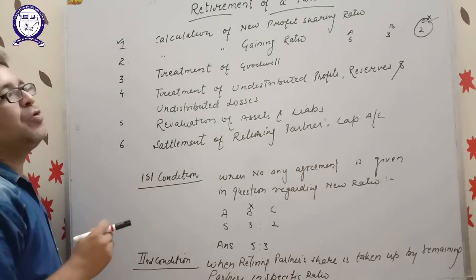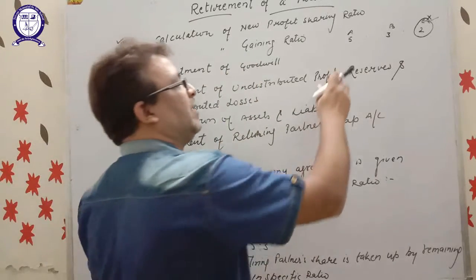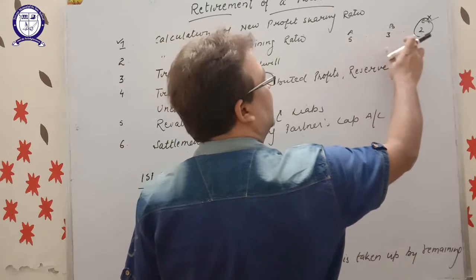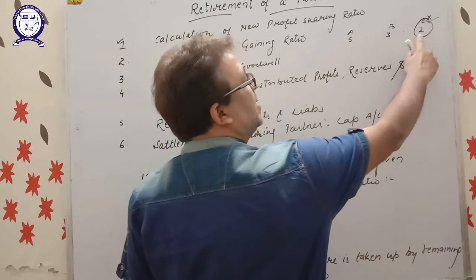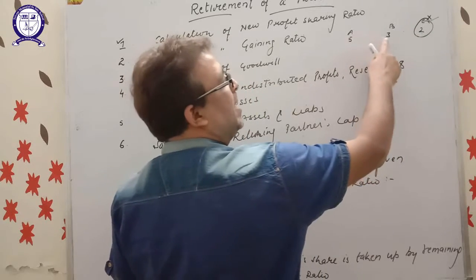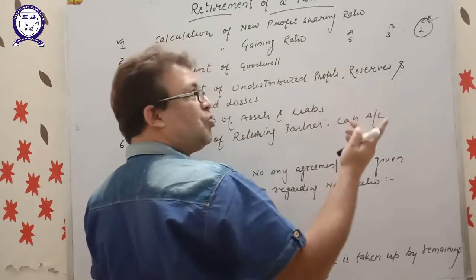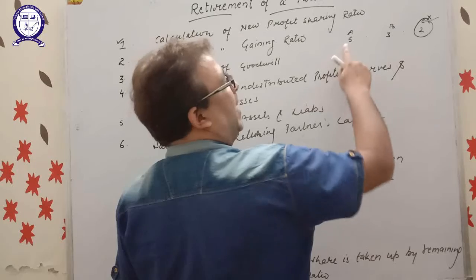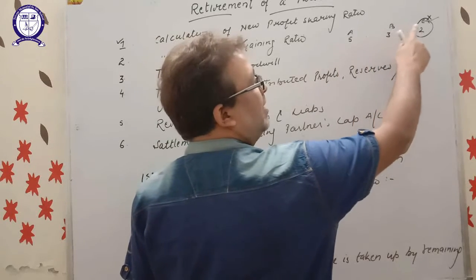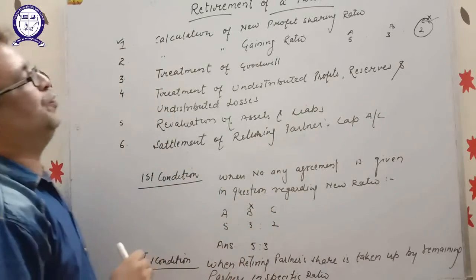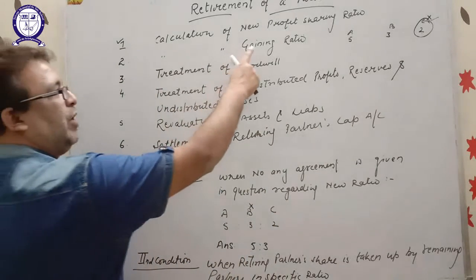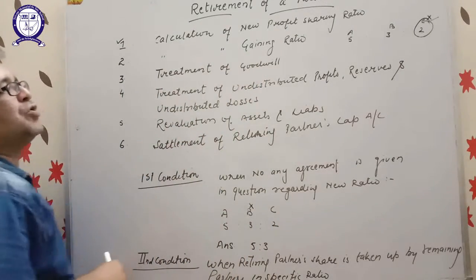What is gaining ratio? Suppose there are 3 partners in a firm, A, B and C. C is retiring from the firm and his share is taken up by A and B. The ratio in which A and B are acquiring the retiring partner's share, that ratio is called gaining ratio. So we have to calculate gaining ratio.